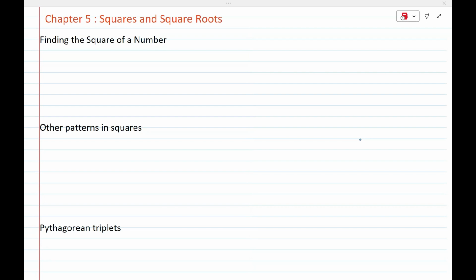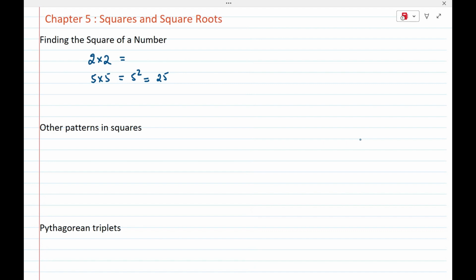Finding the square of a number. What is a square? It's simple. When we multiply a number with the number itself. If I multiply 5 with 5, it will give me 5 square, which is 25. So, if the numbers are small, it's easy to calculate. When the numbers are big, we have a few methods.